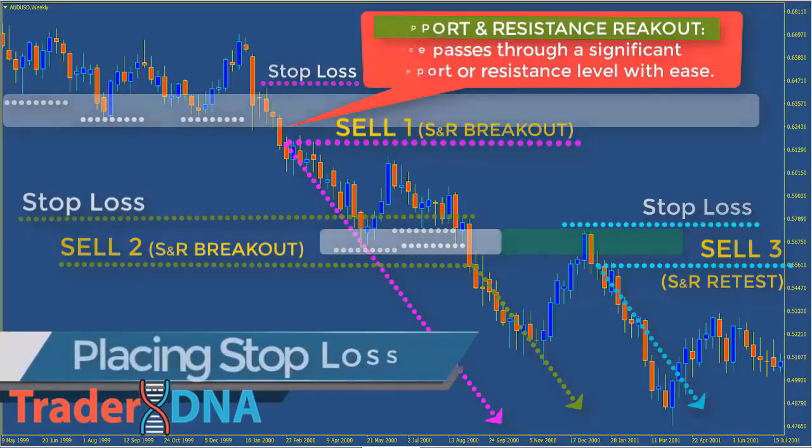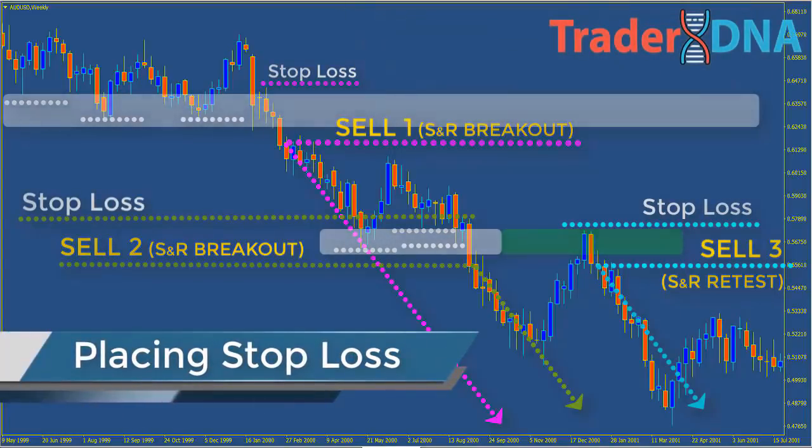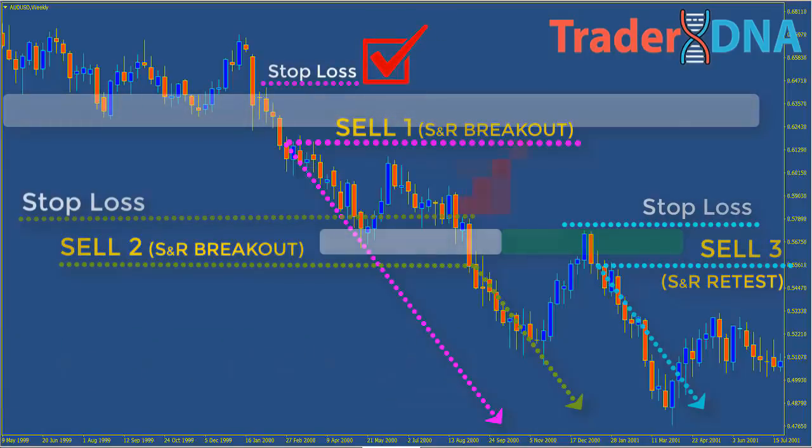Placing stop loss properly when using support and resistance trading strategies. Once again, take into account that support and resistance levels should be referred to as price zones, which sometimes appear to be quite blurry. The price actively interacts with these areas, so stop loss should be placed outside of these zones.